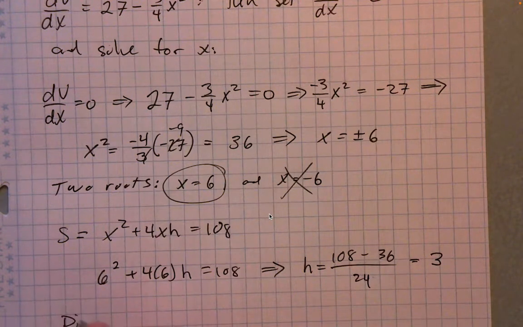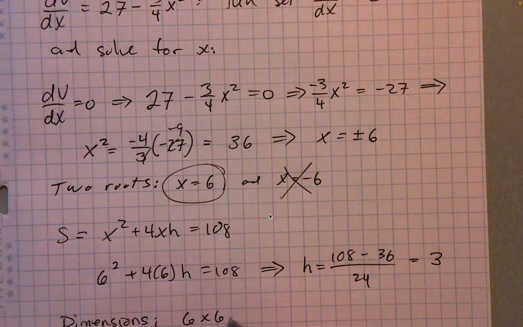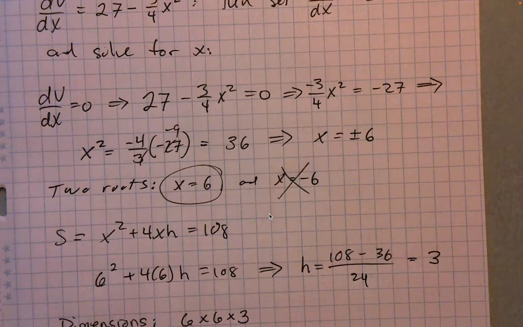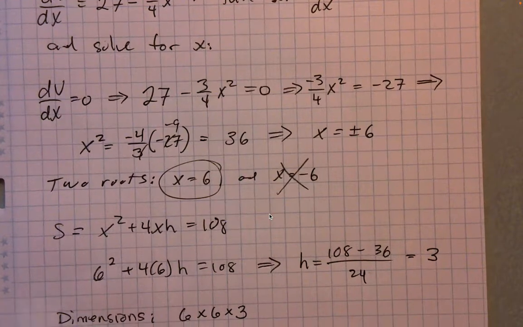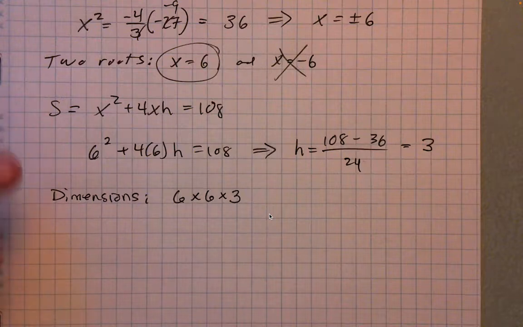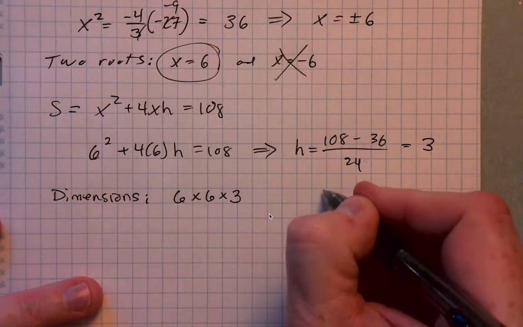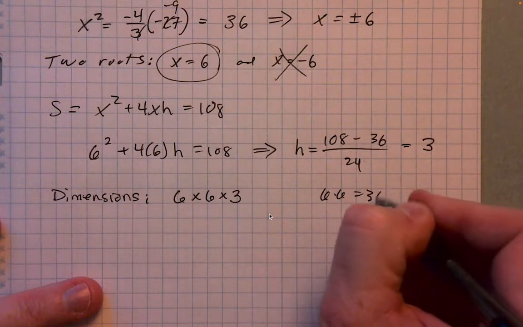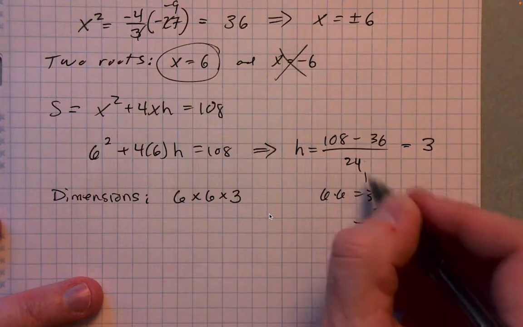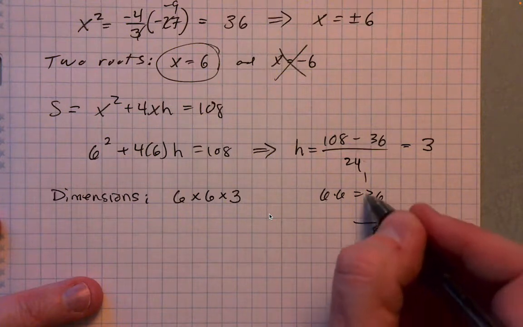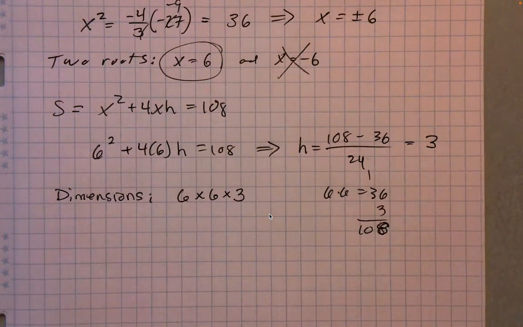So the dimensions are 6 by 6 by 3. And of course you can multiply those together to identify the volume. Right? 6 times 6 is 36, times 3 is 98 or something like that. Yep, so there you go. I think it's 108 actually. 6 times 6 is 36 times 3. 108. Interesting. Okay, so the volume is also 108.